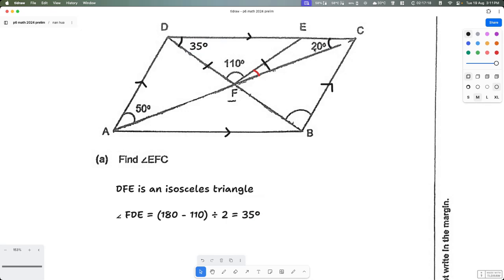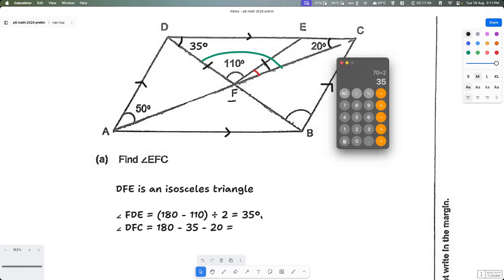Now we know that this is 35 degrees. Then we also know that this is 20 degrees. We can find DFC. So I'll put in green, DFC, which is this whole thing. Angle DFC is equal to 180 minus 35 minus 20. And what would this give us? This will give us 125 degrees.